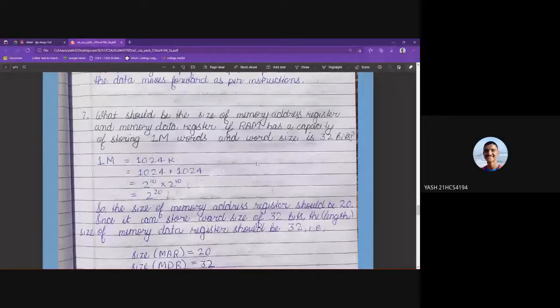Now 1M, here the letters M, K, G are the values, like K stands for kilo, M for mega, G for giga. These are basically the values, like 1024 bytes equal to 1 kilobyte, or 1024 bits equal to 1 kilobit. So these are the values respectively. So 1 mega is equal to 1024 kilo, and 1 kilo equal to 1024. So we will convert it in this way.